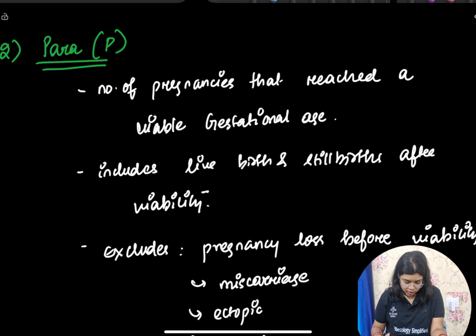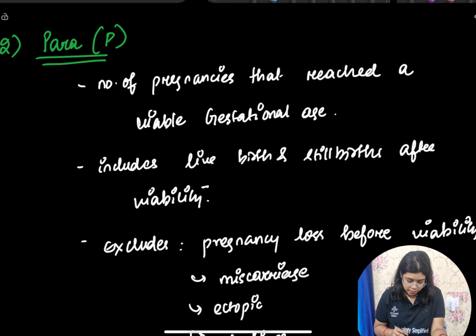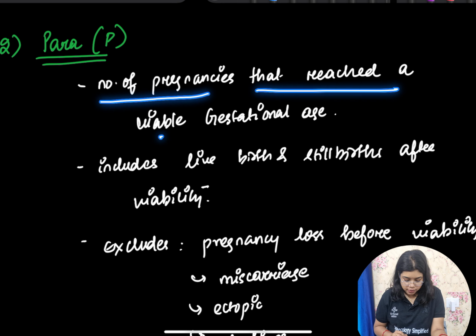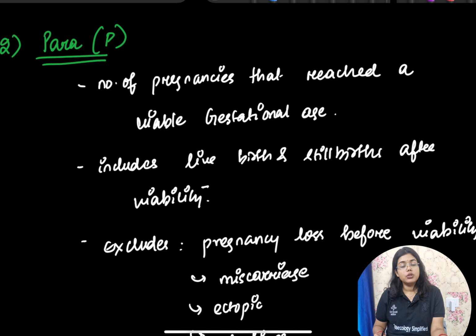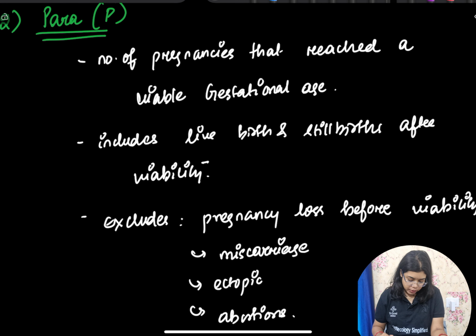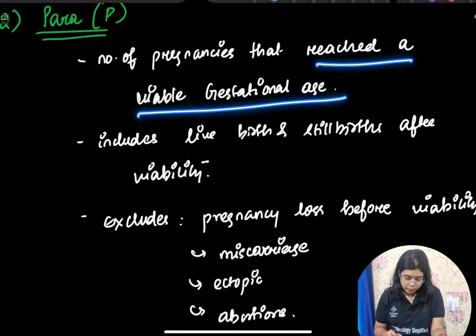Then coming to the P, that is para. What is para? Para means the number of pregnancies that reached a viable gestational age. So the number of pregnancies that have crossed the period of viability. What is the period of viability? In India, we are taking it as 28 weeks, but WHO has given some other weeks, 20 weeks. But in India, till now, we are taking 28 weeks. So if the patient has crossed more than 28 weeks of gestational age, that is called parity. It has reached a viable gestational age.